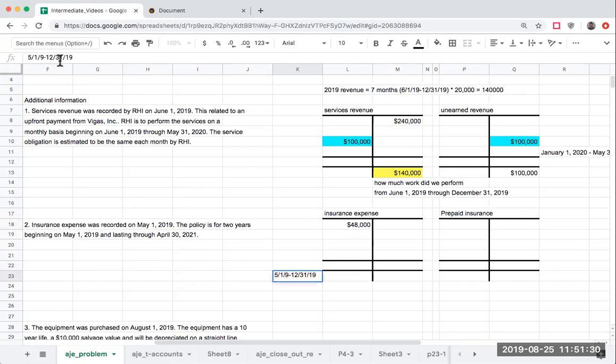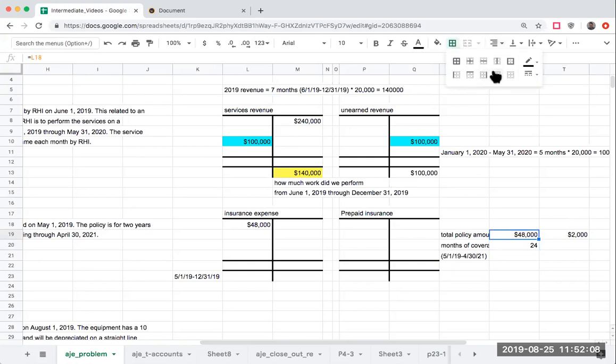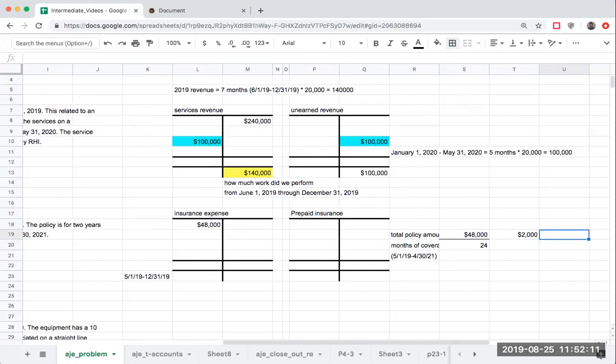The way I'm going to do that is I'm going to say, okay, my total policy amount, which is here, $48,000, divided by the months of coverage, which here is going to be 24. And how did I get 24? This is going to be May 1st, 2019 through April 30th, 2021. So right here, the amount of insurance expense that I should be recognizing each month needs to be $2,000 each month.